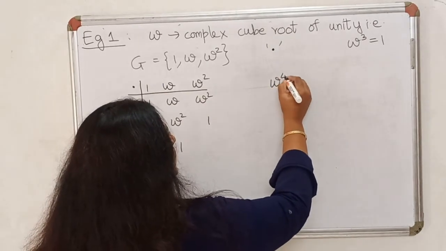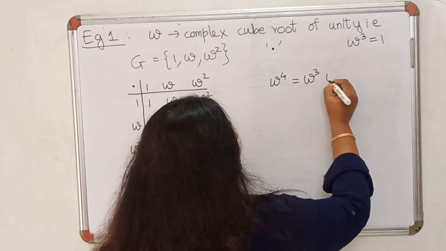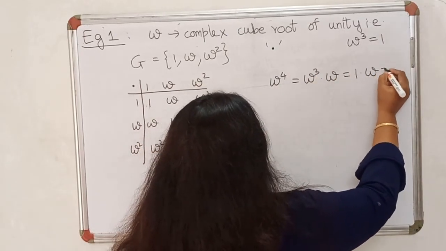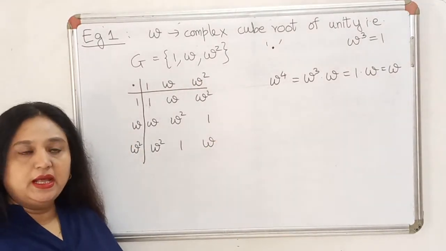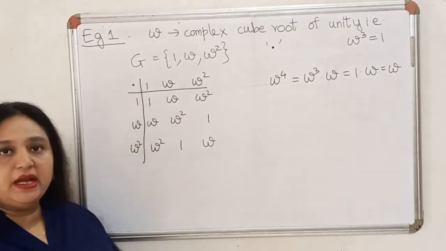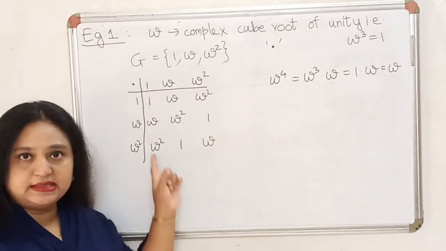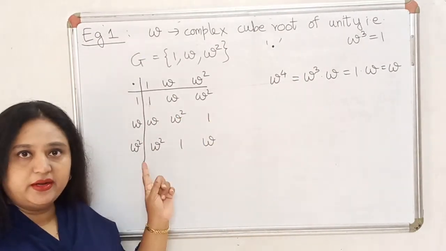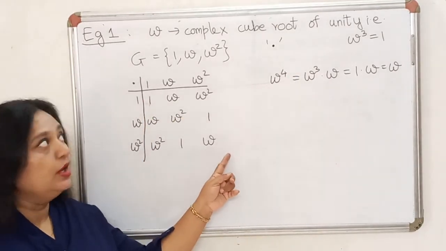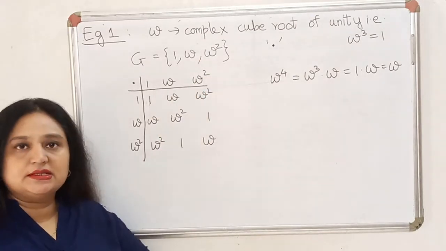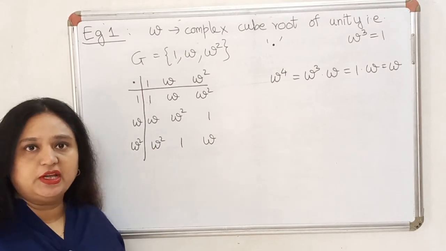Then omega square into omega square will become omega raised to 4. Omega raised to 4 is omega cube into omega. Omega cube is 1. So ultimately this will be equal to omega. So firstly, let us check whether this is a binary operation on the given set. Remember what you need to do. Make sure there are no blanks. Make sure there are no double entries. And every entry in the body of the table should be from the given set. Since these 3 conditions are satisfied, this operation is a binary operation on the given set.